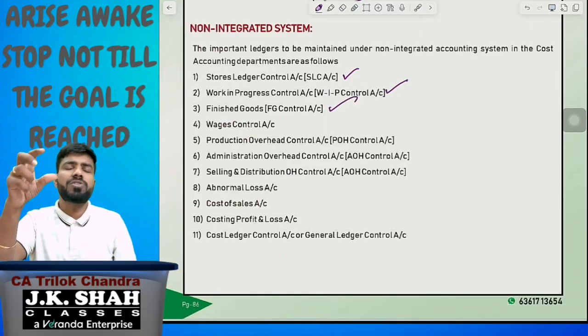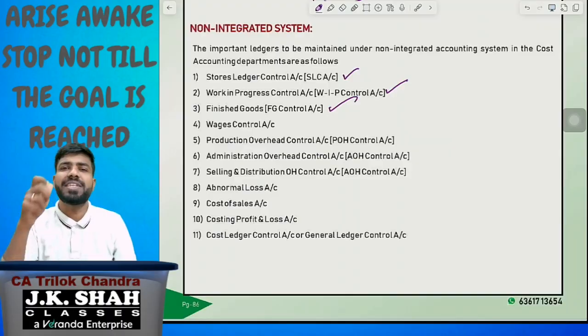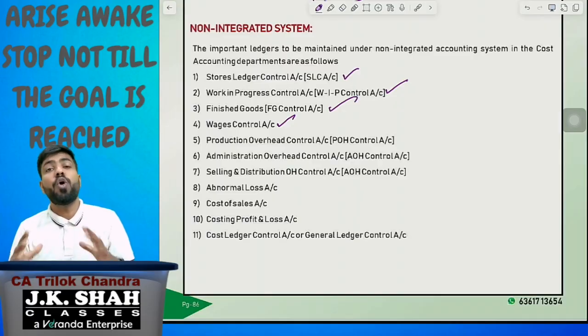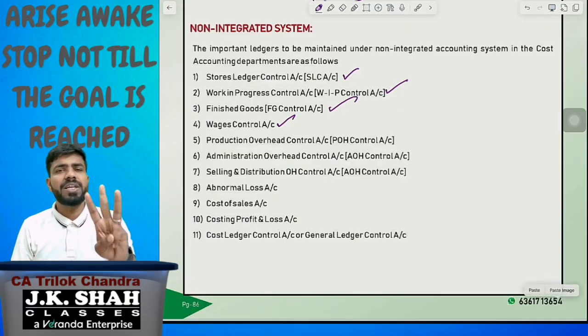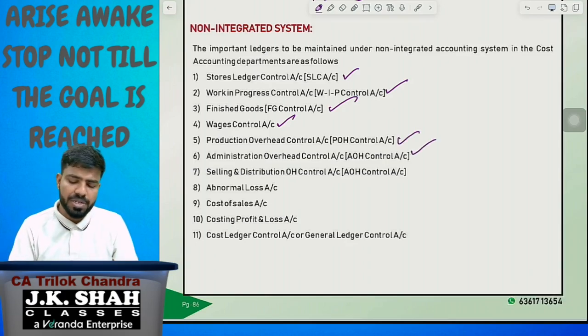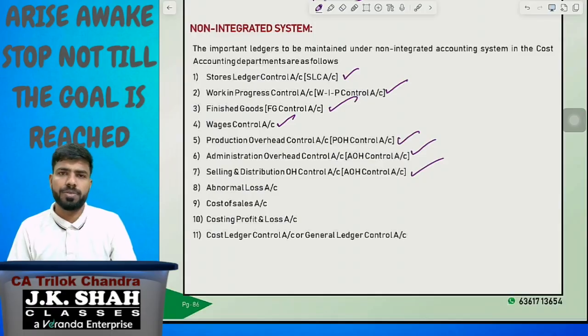After the stock, we are going to have the wages, so for the wages we are going to have the wages control account. After considering the wages, we need to consider the overheads. There are three different types of overheads: production overheads, administration overheads, selling and distribution overheads. For these we are going to have separate ledgers: production overhead account, administration overhead account, selling and distribution overhead account. And to account for the loss, we have a separate ledger called the abnormal loss account.